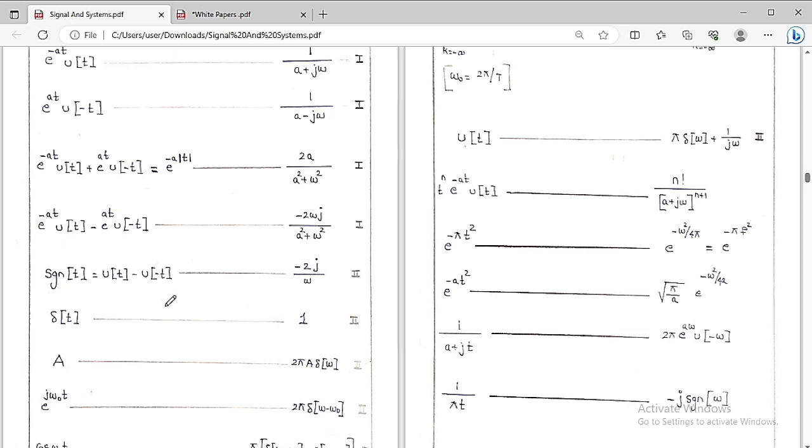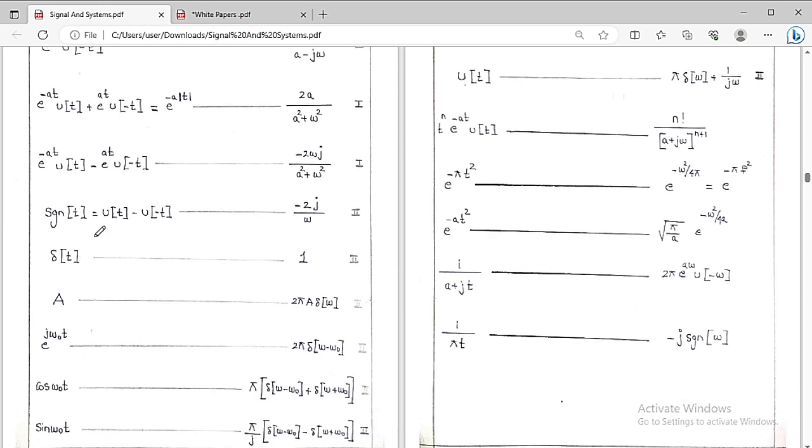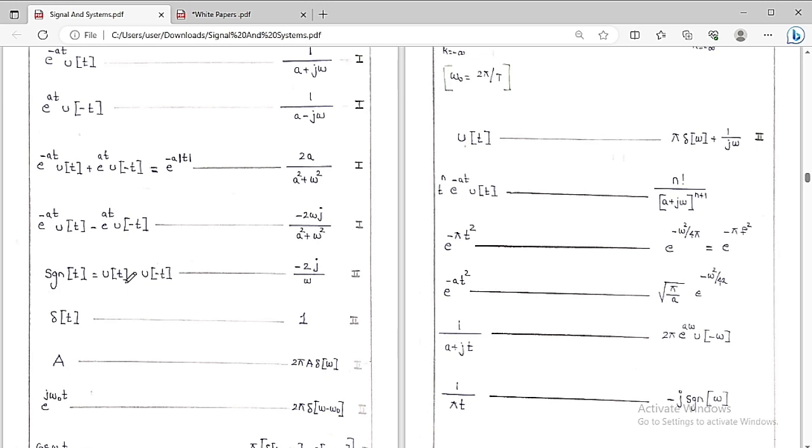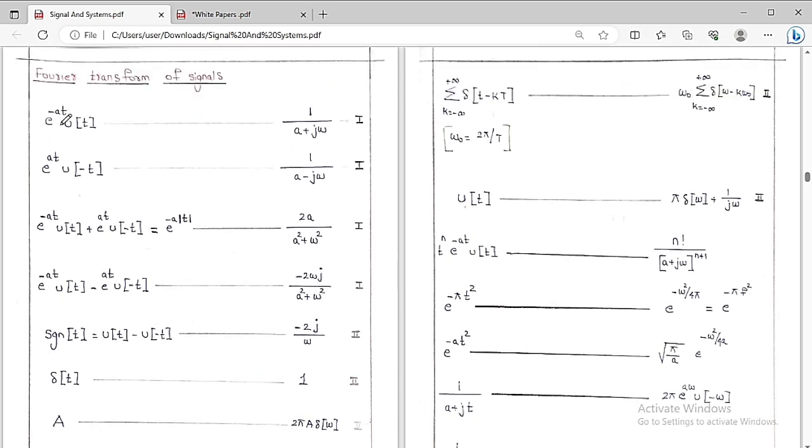Now let's go for the other signal, the signum of t. Signum of t means u of t minus u of minus t. For u of t, substitute here a is equal to 0. If you substitute a is equal to 0, then what are you going to get? 1 by j omega.